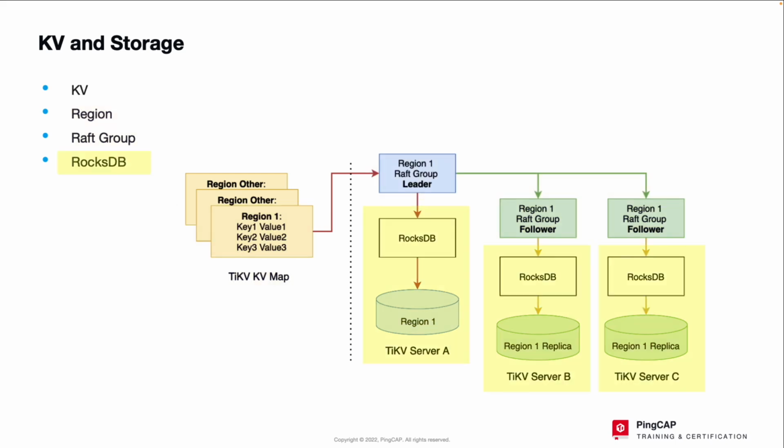TiKV does not write data directly to the disk, but saves the data in RocksDB, which is responsible for data landing. RocksDB is a single instance key value store open sourced by Facebook. It was forked from Google's LevelDB originally. RocksDB can meet various requirements from TiKV as a single instance persistent engine.